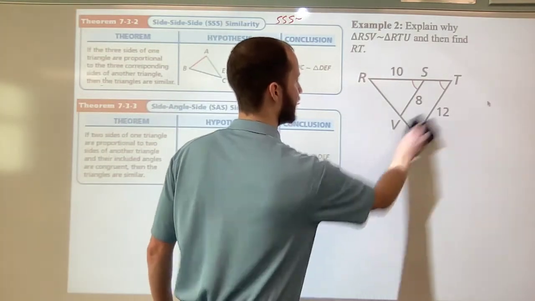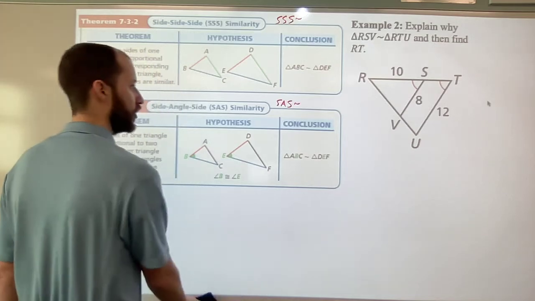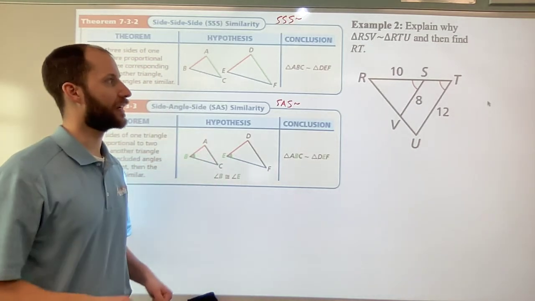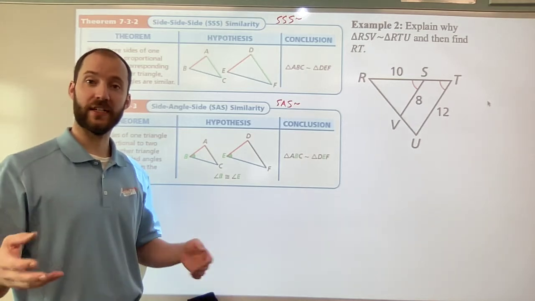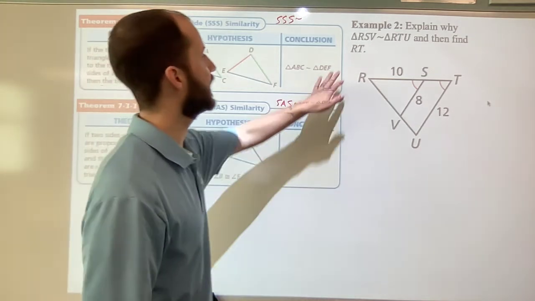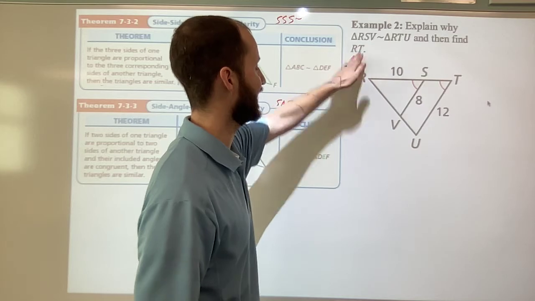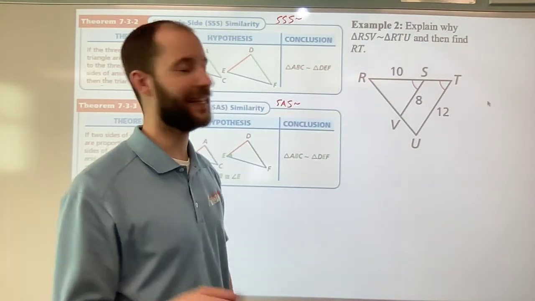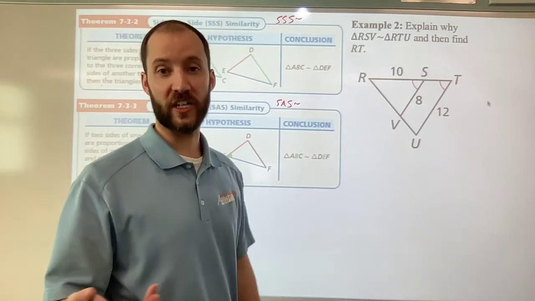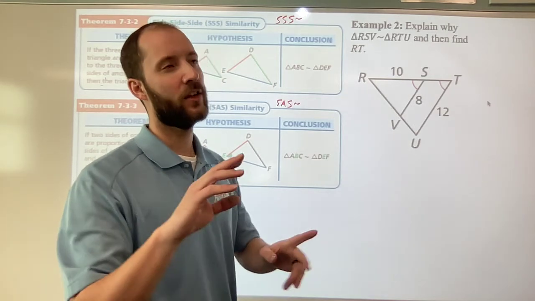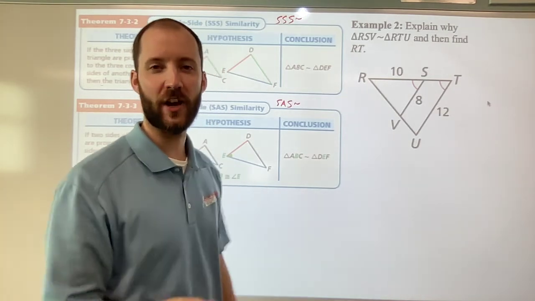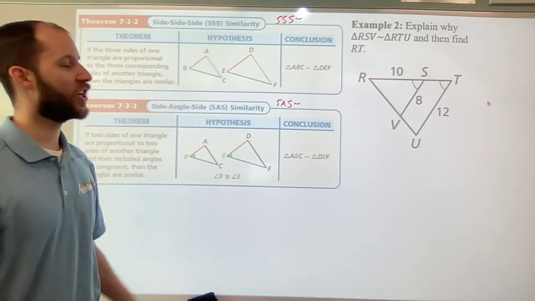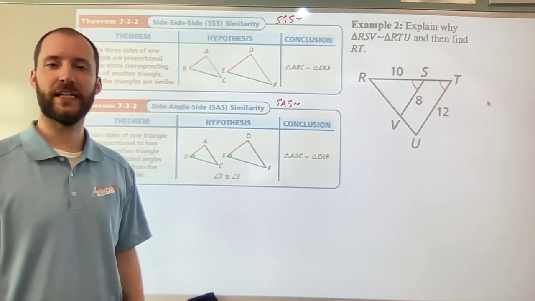Looking at this diagram, could you figure out why those two triangles are similar? What reason could you use? And then you want to find RT, that length, once you have the similarity and the proportion, the ratio between the two triangles. Once you find that, check your answer with my completed notes online.